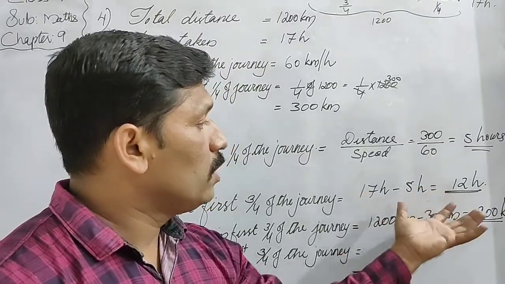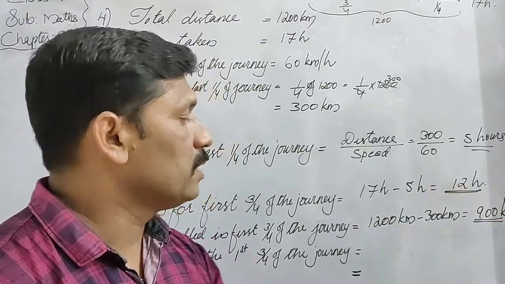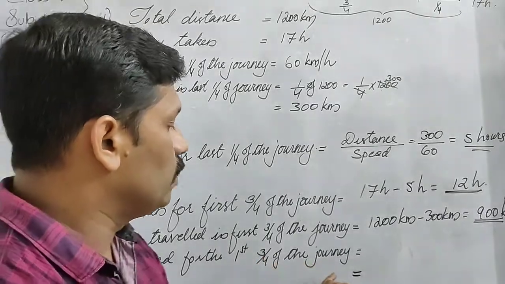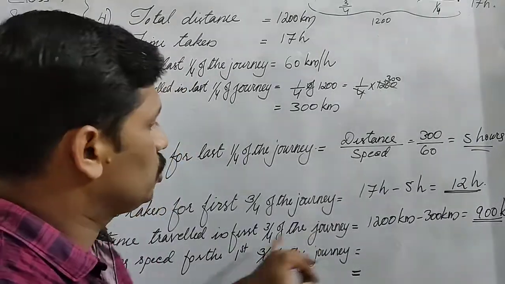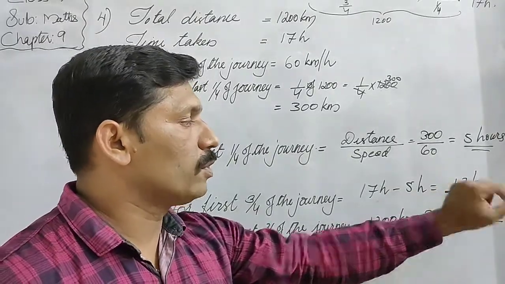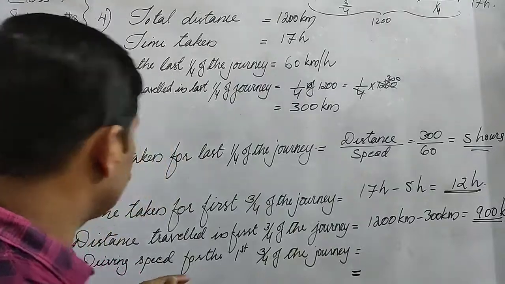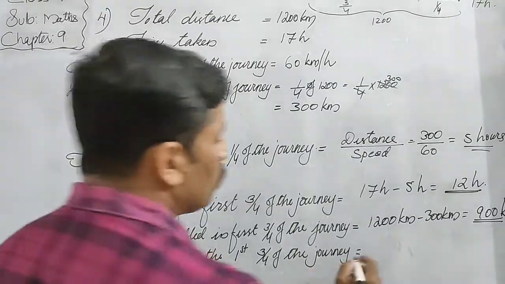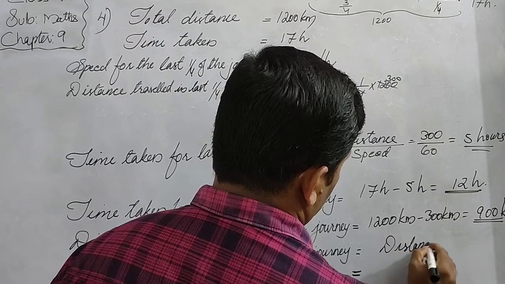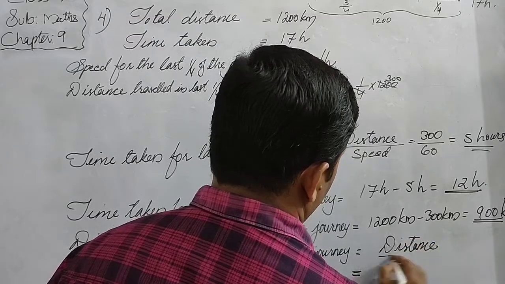Then if we know the distance and time, then we can find out his driving speed for the 3/4 of the journey. We know the distance of the 3/4 of the journey, and we know the time taken for 3/4 of the journey. Therefore, we can find out the driving speed. Speed is equal to distance by time.